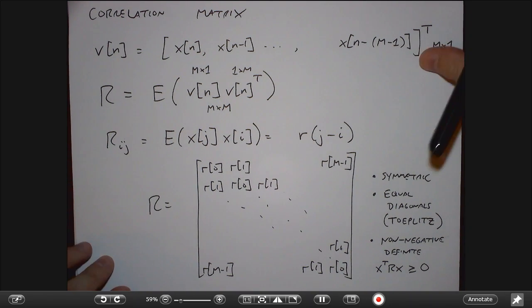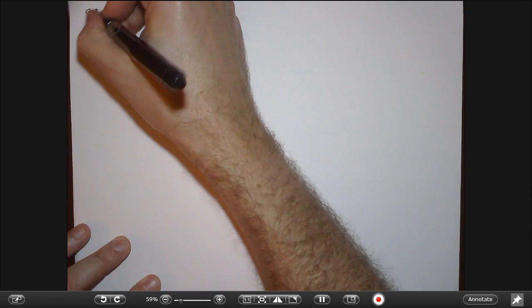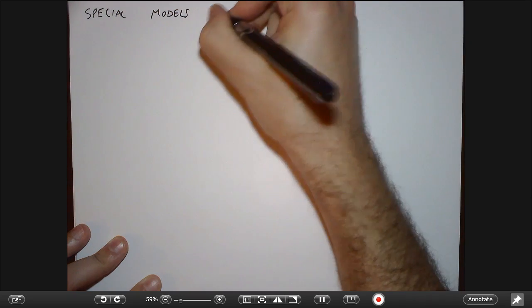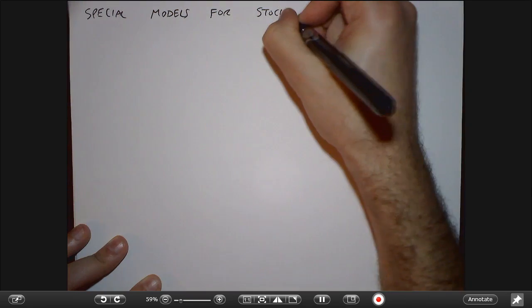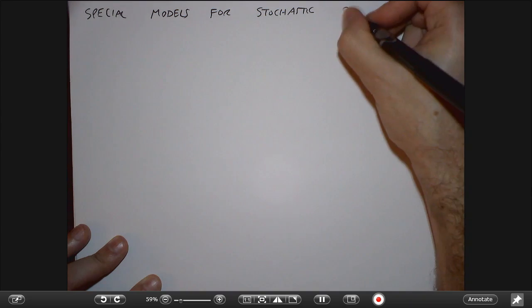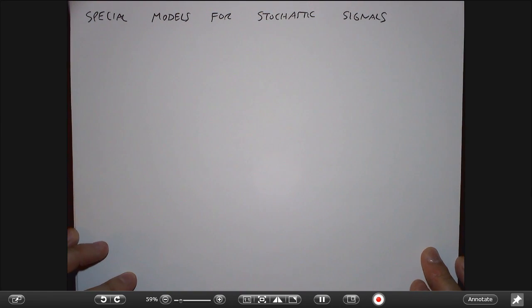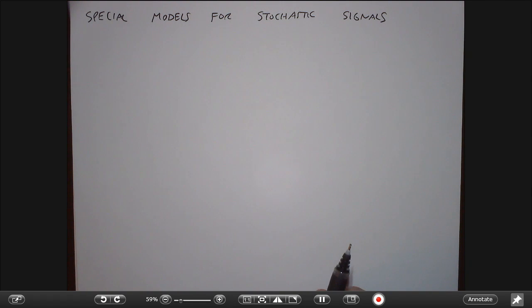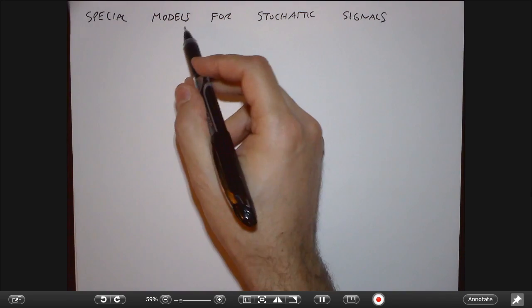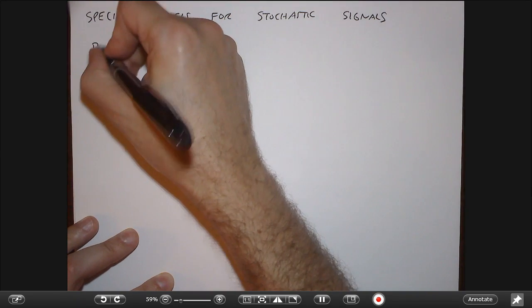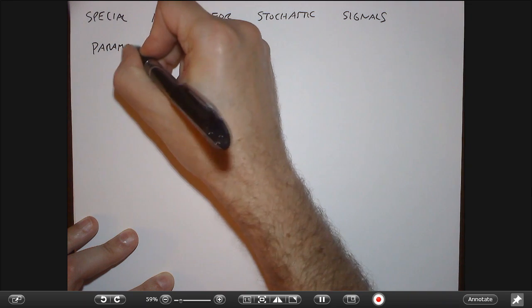Okay, and so there are a couple of special models for stochastic signals. And what I mean by a model is basically a hypothesis for how the signal is generated or how the data is distributed. And so usually these models have parameters. So what we're talking about today is parametric models.